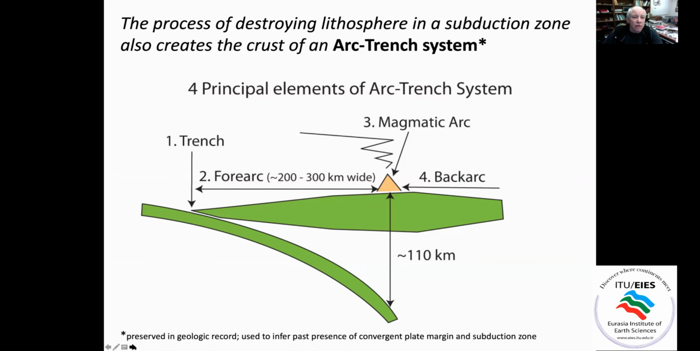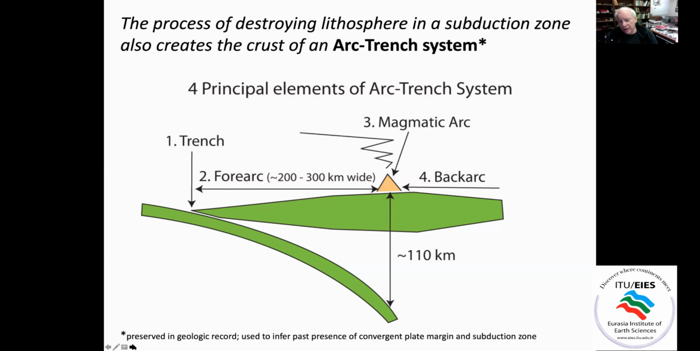So, all right, these processes are responsible for creating the crust of an arc trench system. And there are 4 main elements of that, beginning with the trench. The forearc is between the trench and the magmatic arc. And it's 200 or 300 kilometers wide because the magmatic arc is typically situated at about 110 kilometers above the subducted plate. And so it takes that much lateral distance for the plate to bend to 110 kilometers.